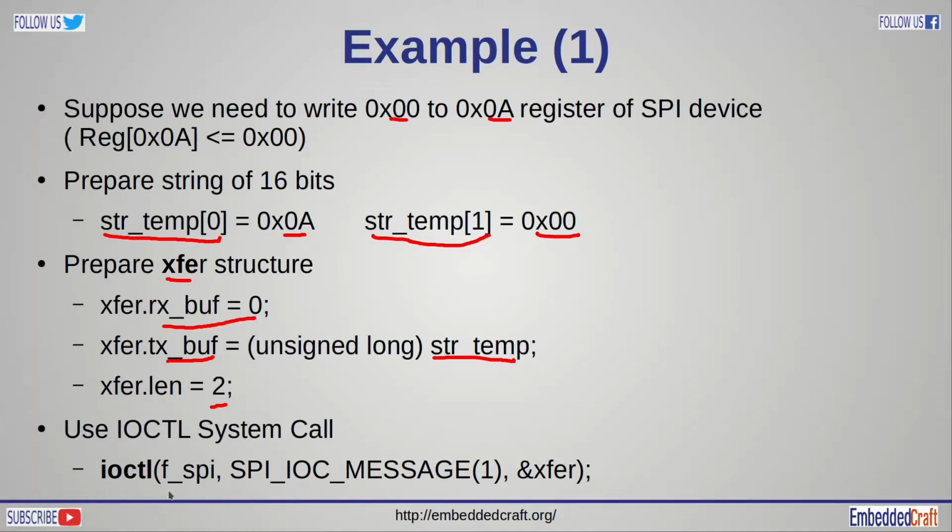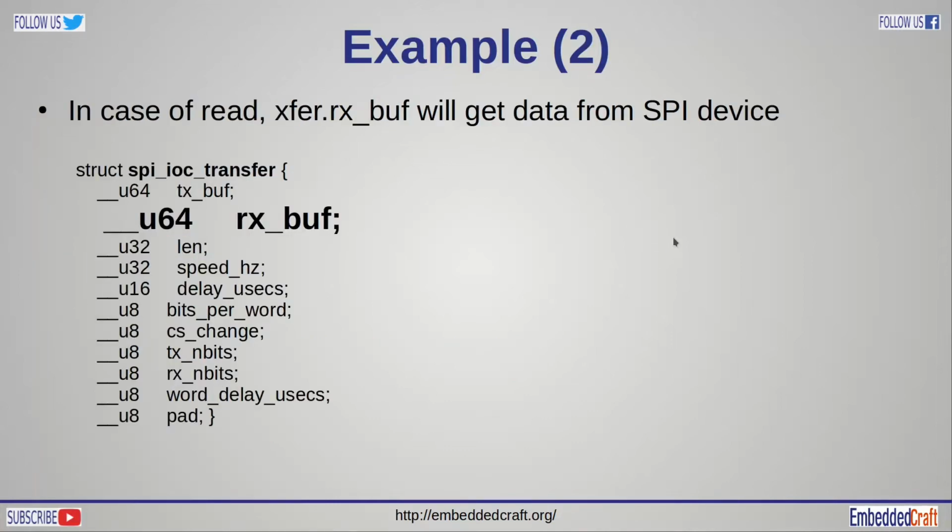Finally, we will use the ioctl system call. We will use the SPI_IOC_MESSAGE request and pass our structure. This will send 2 bytes to the SPI device, and the SPI device will interpret 16 bits. The interpretation is that the first byte, which is 0x0A, is the register, and the second byte is the data, which is 0. And if we want to read from the SPI device, we simply read from the rx_buf element of the spi_ioc_transfer structure.